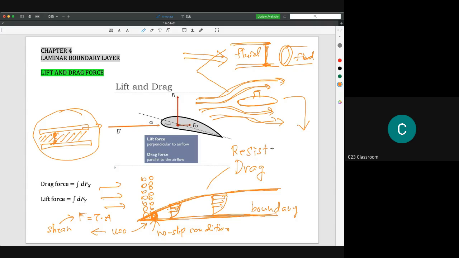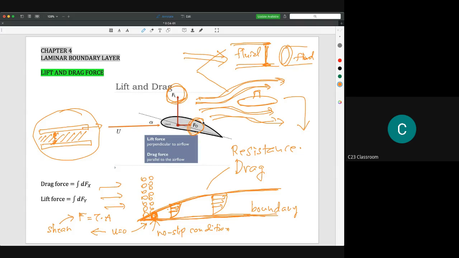Okay, this resistance is actually, some of it is good for us, because it will lead to the existence of drag force and also the lift force. The lift force here will help us to fly, and the drag force here is actually the resistance that we need to overcome when we move forward.